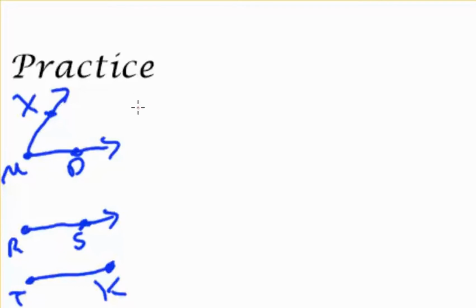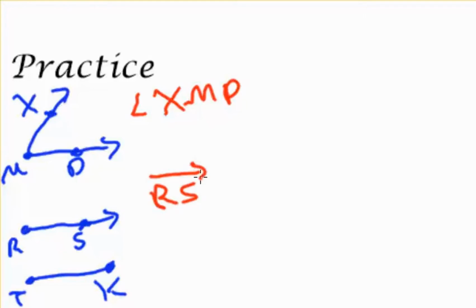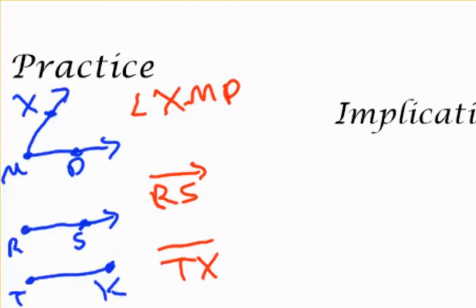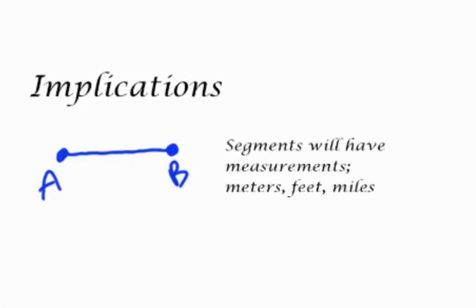Here are 3 figures. Let's, again, look at what I have. Well, I'll have an angle with X, M, and D, so I would call it angle XMD, making sure M is in the middle. Here it looks like I have a ray, so I will do RS, again with the ray symbol above it facing towards the S. And here I have line segment TX, so I will put T and an X, making sure that I don't have arrows.